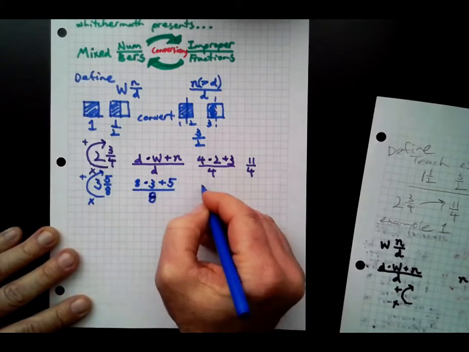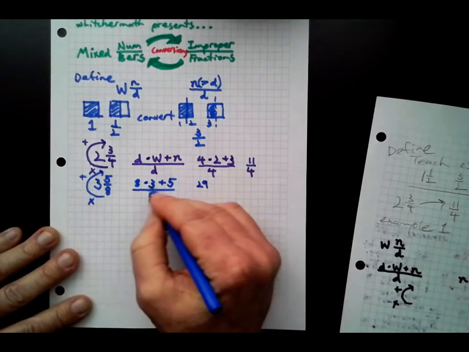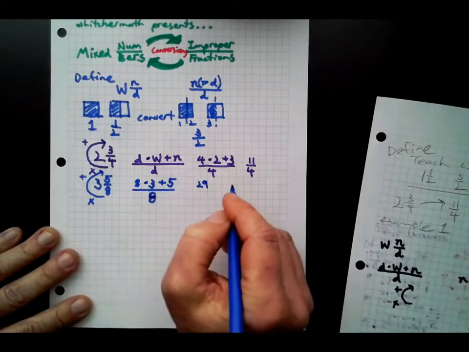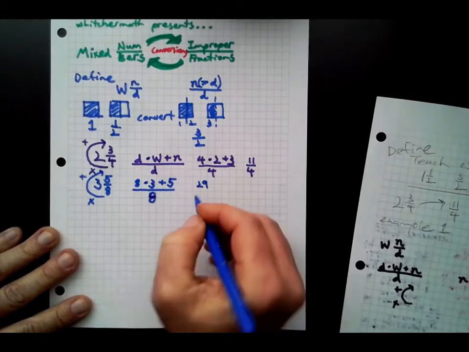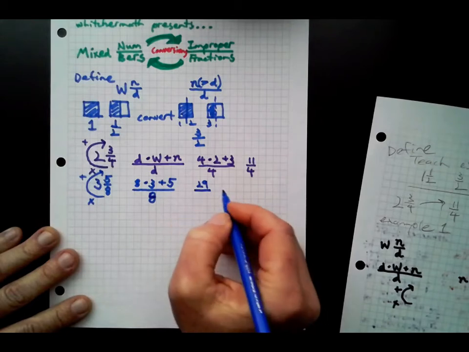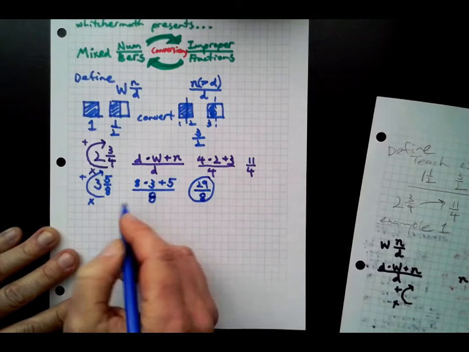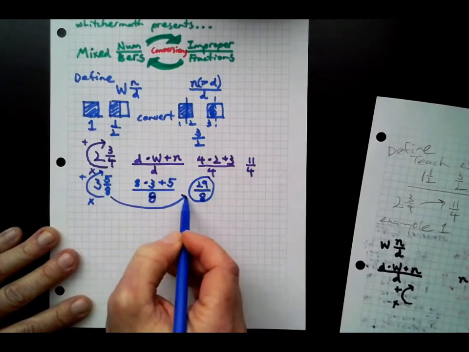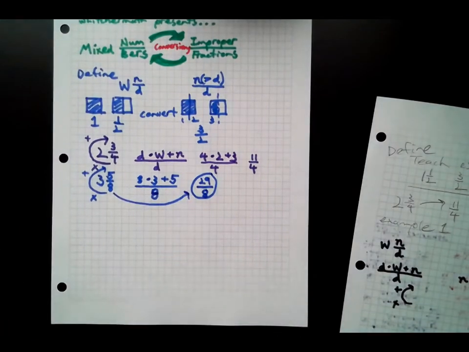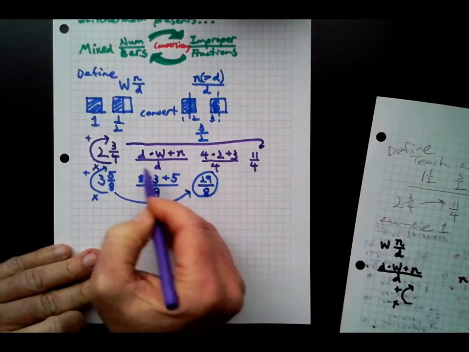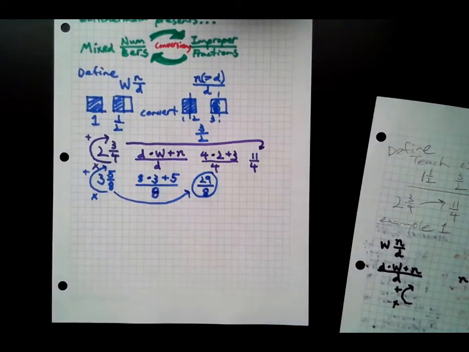And now I have 29. 8 times 3 is 24. Add the 5, do them in that order every time. It does make a difference. And we put that over 8. So we converted 3 5/8 to 29/8. And we converted 2 3/4 using our simple formula here to 11/4.